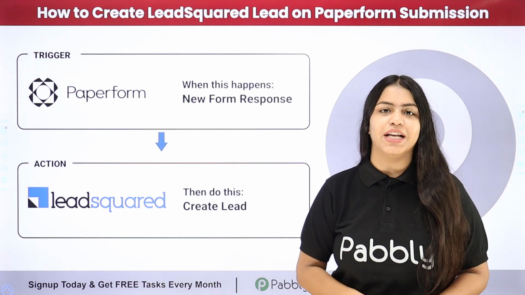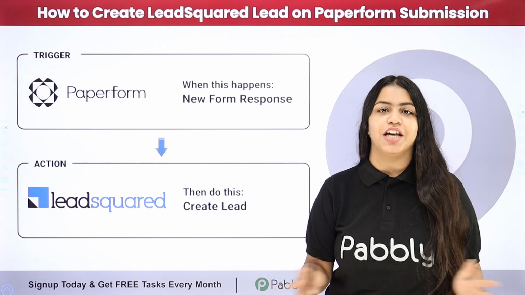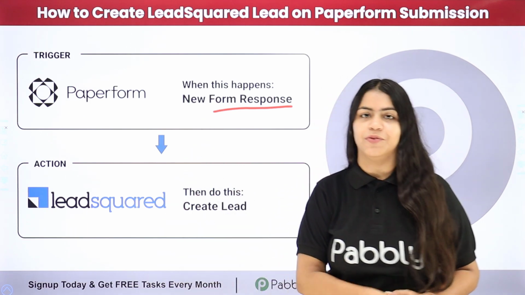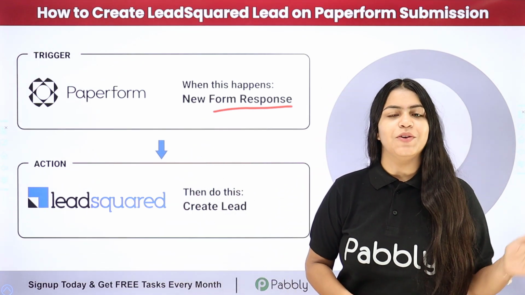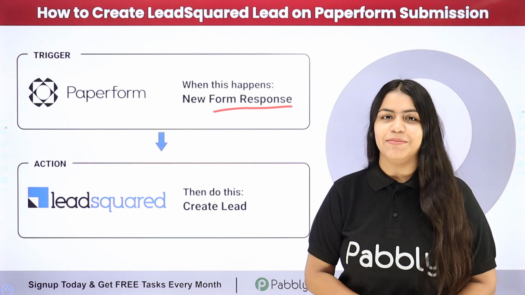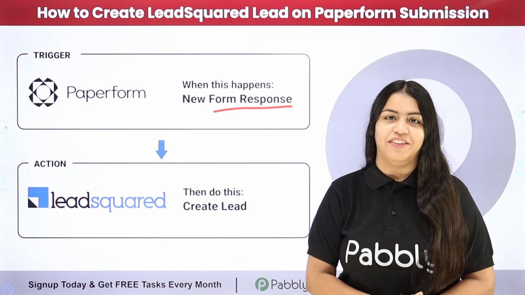So here I'm running a real estate agency and we use Paperform to collect the details of our potential clients. So now what I want is that as soon as someone submits a paper form, which is as soon as we receive the new lead details or the new potential client details, automatically that same lead details should be added into my LeadSquared account too, without any manual efforts.